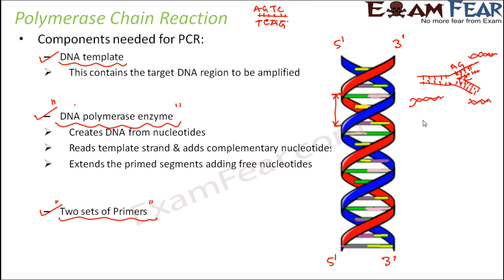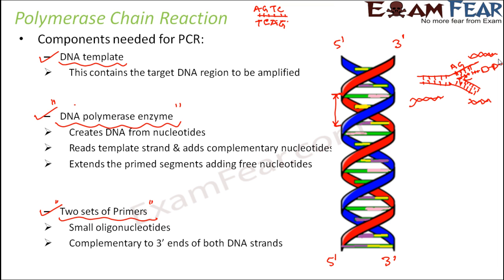It extends the primed segments, adding free nucleotides, and it has the ability to keep on adding new nucleotides, and multiple nucleotides together form the polynucleotide. So DNA polymerase does the main thing, that is, the new strand creation is done by the DNA polymerase enzyme. So what are primers? Primers are not one single nucleotide but oligonucleotides, that means a few nucleotides joined together, complementary to the 3' ends of both DNA strands.